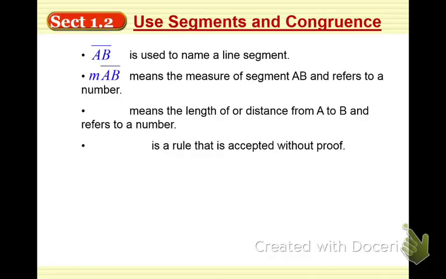Okay, another way we can write down the length of a segment, or the distance between the two endpoints, is we just drop all symbols altogether and just write AB. So you ever see that? That means we're talking about the length of segment AB or the distance from point A to point B. And again, it's going to be a numerical value. Okay?